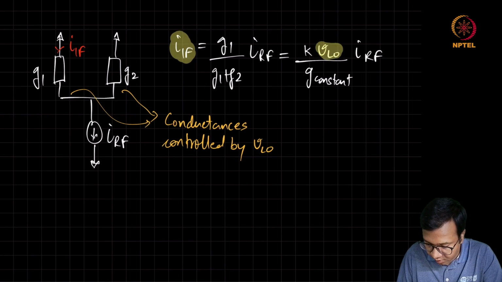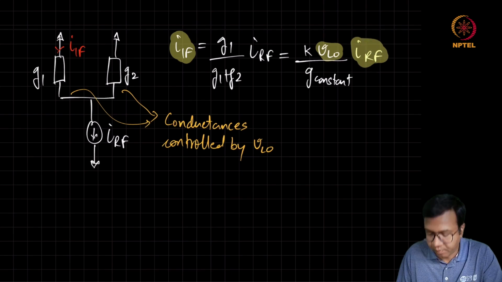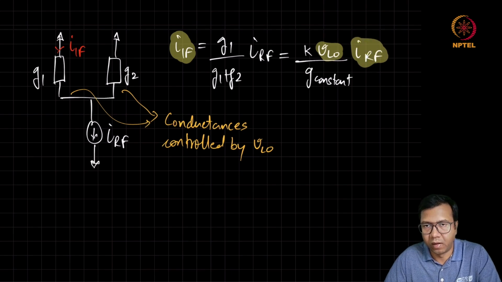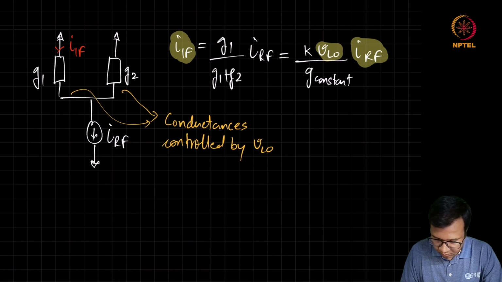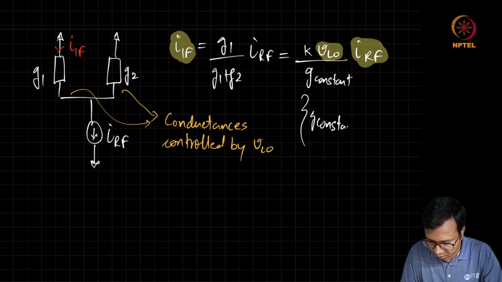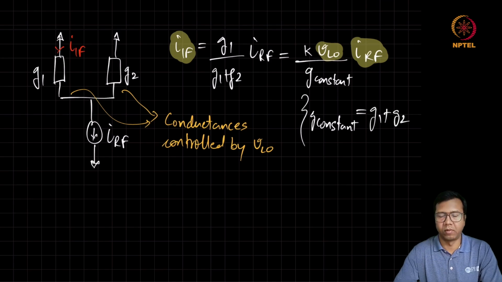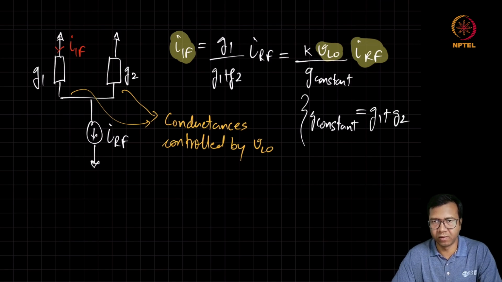IIF is a product of VLO and IRF. This K and G constant are some constants. Here, G constant is G1 plus G2. So if G1 increases, G2 reduces so as to keep the sum constant.